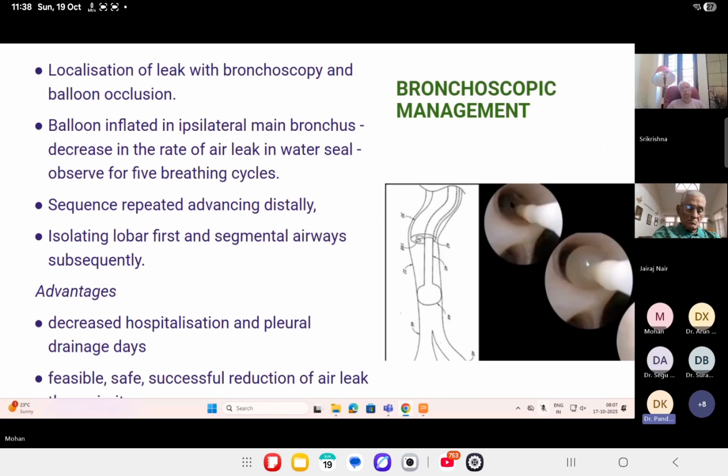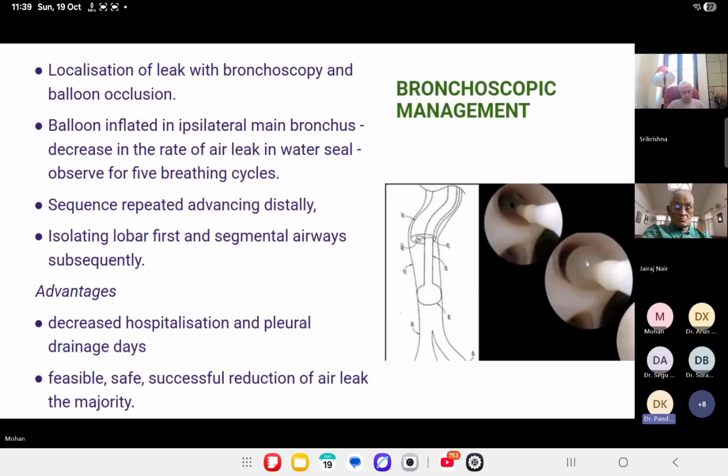So localization of the leak is done with bronchoscopy and balloon occlusion. The balloon is inflated in the ipsilateral main bronchus first, then the decrease in the rate of air leak in the water seal is observed for 5 breathing cycles. The sequence is repeated, advancing distally into the lobar bronchus first, then the segmental, and then subsegmental bronchus airways, so that we get the location of the bronchopleural fistula. The advantages are decreased hospitalization and pleural drainage days, it is feasible and safe, with successful reduction of air leak in the majority of cases.